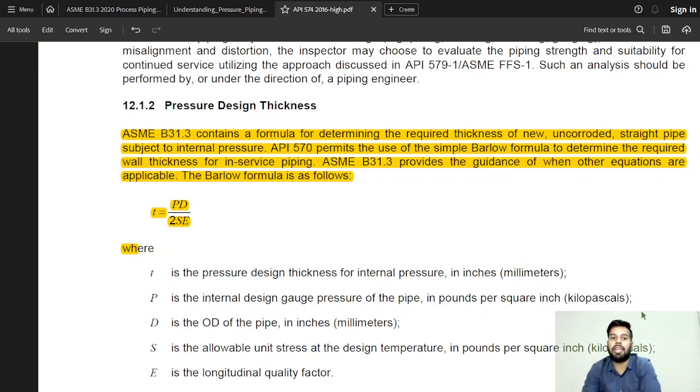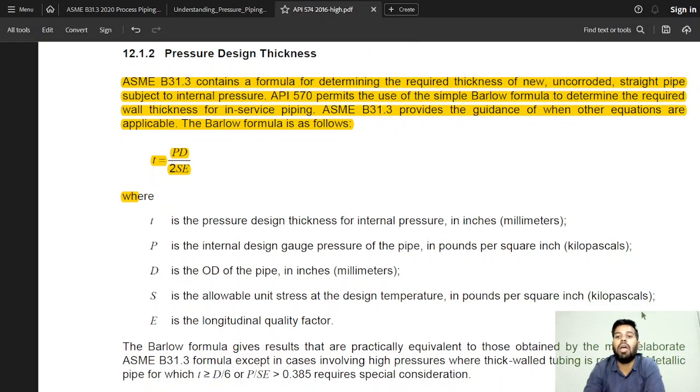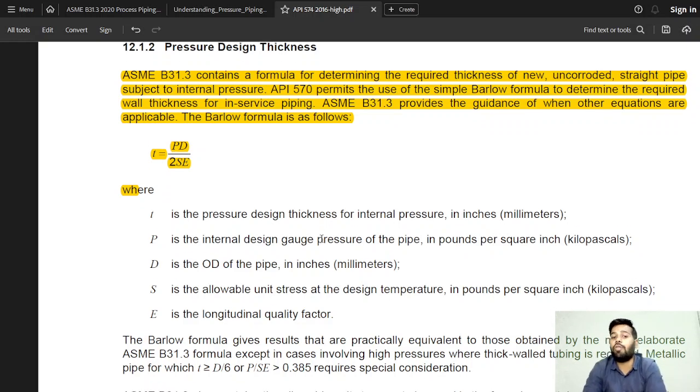Pressure design thickness. ASME B31.3 contains a formula for determining the required thickness of a new, uncorroded, straight pipe subjected to internal pressure. API 570 permits the use of the simple Barlow formula. So this is the Barlow formula to determine the required wall thickness for in-service piping. ASME B31.3 provides the guidance of when other equations are applicable. The Barlow formula is as follows.